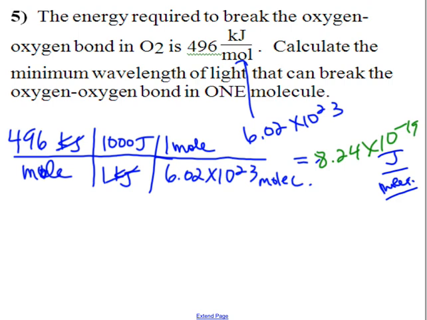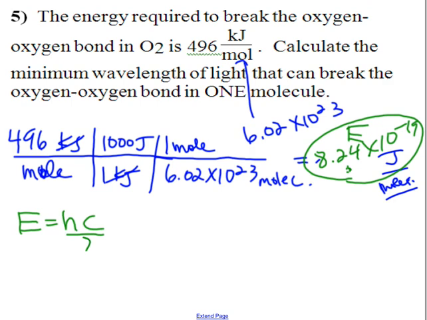We want the wavelength given, what was this again? We want wavelength given what? What's this? That's the energy. So, how do I get wavelength from energy? We want our little combined equation. So, energy is 8.24 times 10 to the negative 19th joules. And I'm not going to put the per molecule on there because we know that that's the breaking of the 1 molecule.